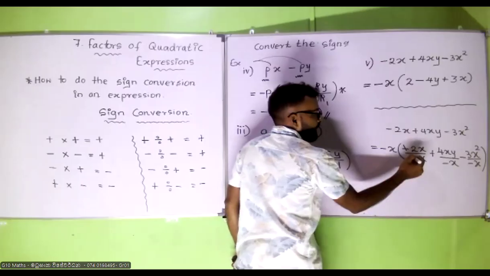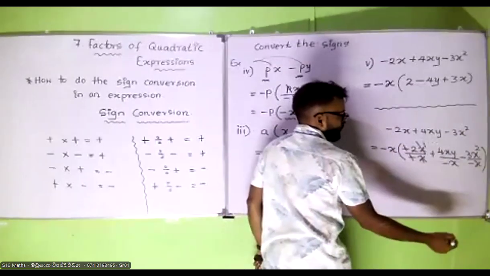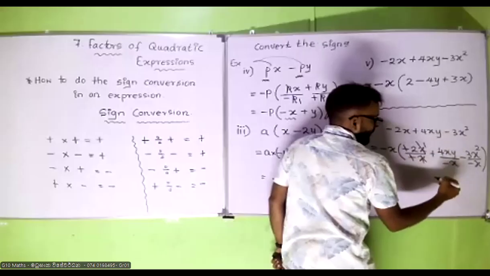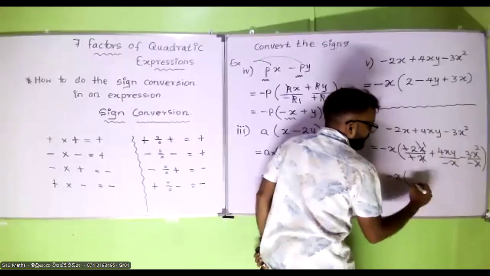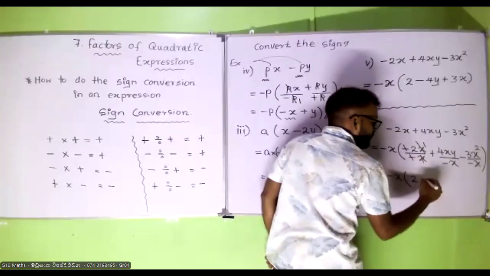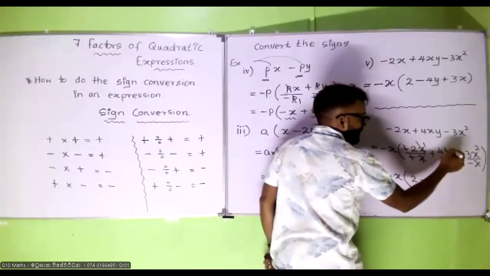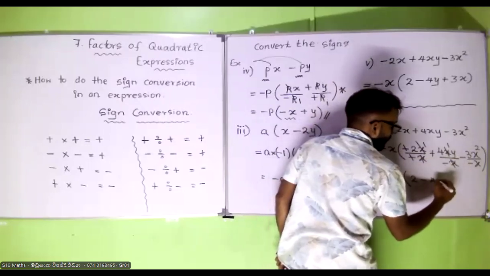Negative divided by negative, positive. X times 1, x times 1. Positive divided by negative, negative. So first of all, I will write the term. Here you have positive 2. Positive divided by negative, the sign is negative. X times 1, x times 1. Right? So the remaining is 4y.